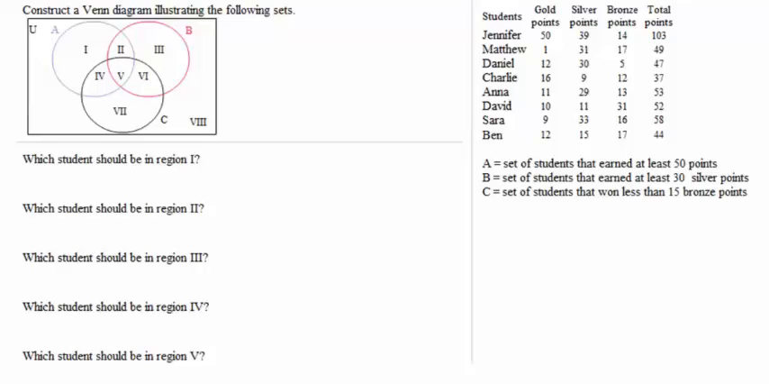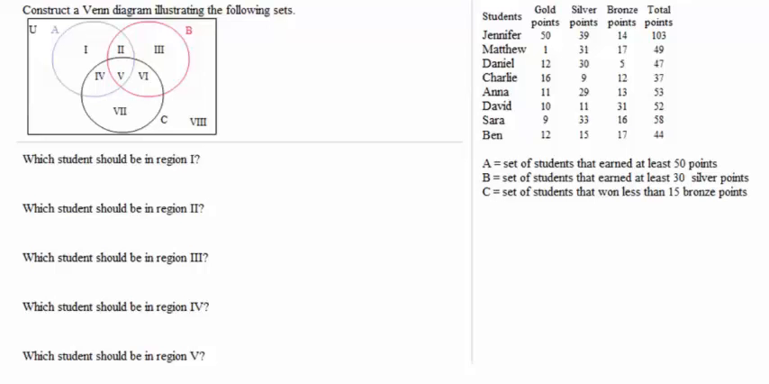This example is from MGF 1106 in section 2.4, when we're dealing with Venn diagrams with three sets A, B, and C, which divide the whole universal set into 8 regions, which we number 1 through 8. In this problem we have a group of students who have various amounts of gold points, silver points, bronze points, and total number of points.